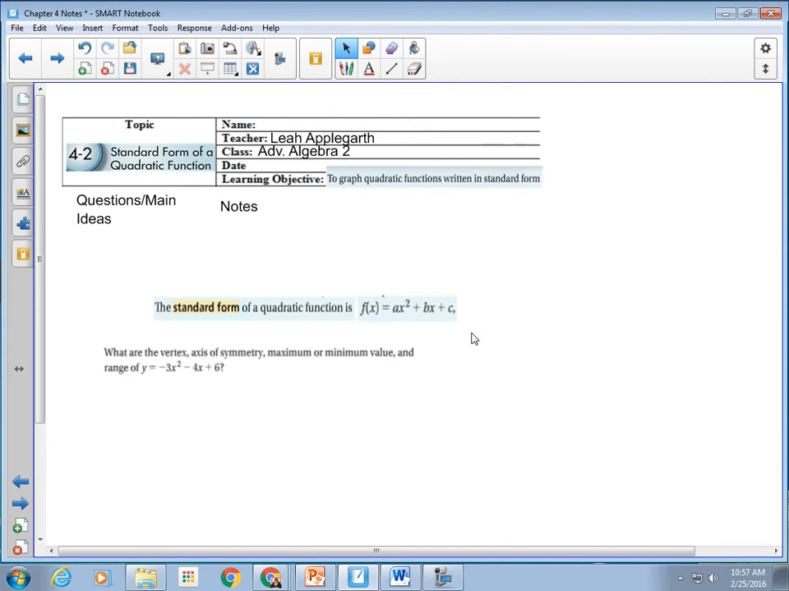So we're going to find the vertex, axis of symmetry, maximum and minimum value, and the range of y equals negative 3x squared minus 4x plus 6. For this first one, we're going to do it graphically. We're going to use our graphing utility to find the vertex, axis of symmetry, max or min, and the range.